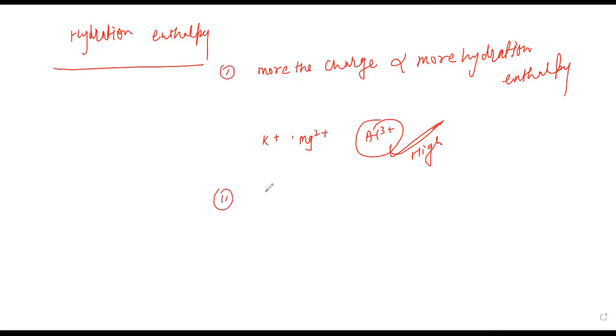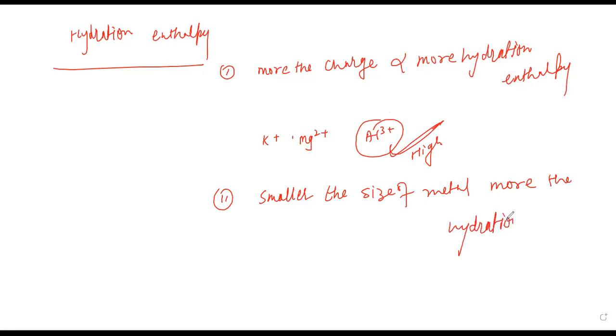Second point. The smaller the size of the cation, the smaller the size of the metal, the more the hydration enthalpy. So on moving down the group, size increases, so hydration enthalpy, obviously, will decrease.